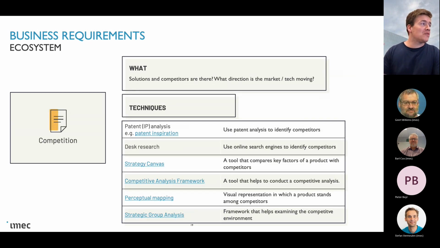Next to that, of course, looking at what your competition is doing is very relevant. Definitely, if you're going from ordinary coffee machines to smart coffee machines, it might be interesting to look at whether there are new competitors in this type of market, or what your direct competitors are doing. So which solutions are there and where is the market or technology moving towards? Again, IP analysis is a very good way to look at your direct competitors or identify new ones in terms of the new technology that you want to implement. But also desk research, and there's a whole set of canvases and frameworks that you could use.